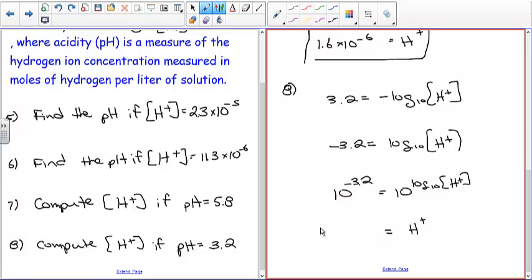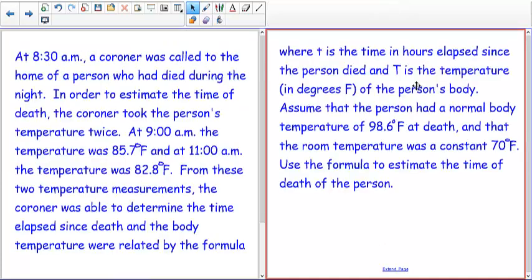And on the left-hand side, we take 10, raise it to the negative 3.2 power, which is 6.31 times 10 to the minus 4. So you can see I've got more hydrogen ions here because this exponent's small. Okay, the last problem's reasonably trivial. It's really, I think, included in the book because it just gives you another application of where logarithmic relationships exist.